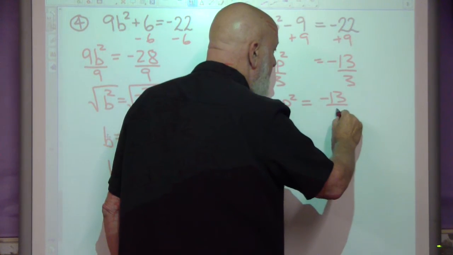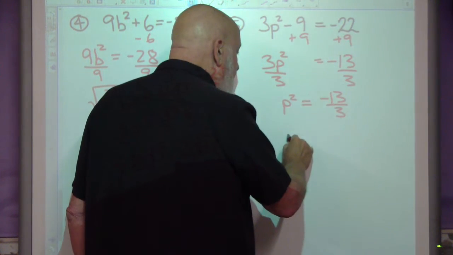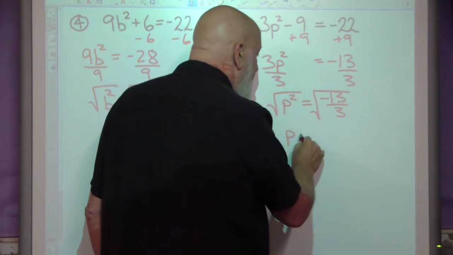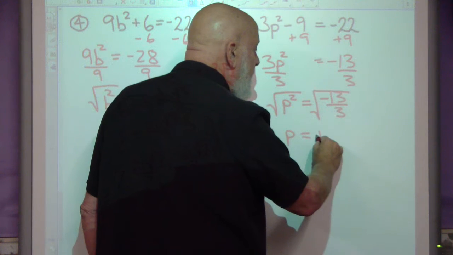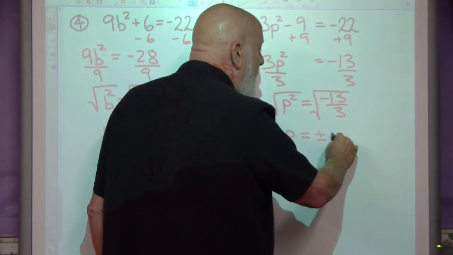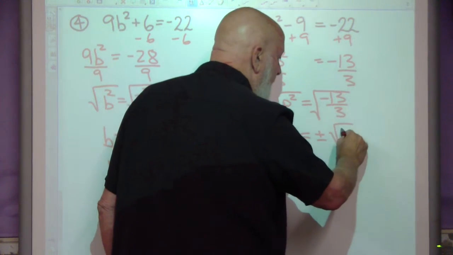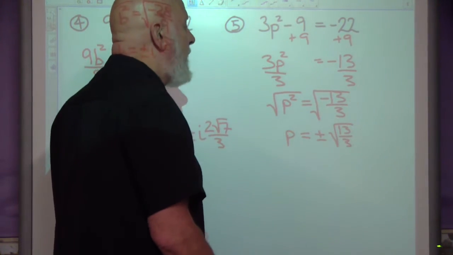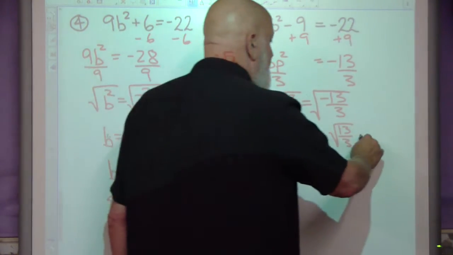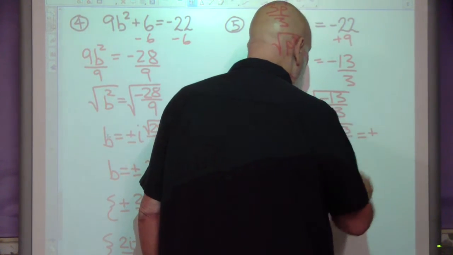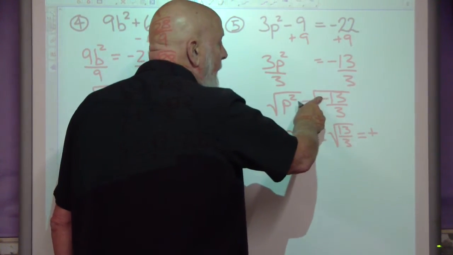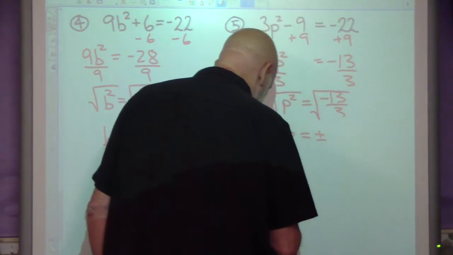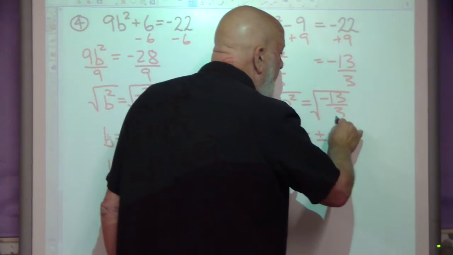Rewrite this. Take the square root of both sides. This will give me p is equal to plus or minus the square root of 13 over 3. And if you do that with your calculator, it will tell us the positive or negative. Oh, I forgot my i. I pulled my i out and I forgot to write it down. We got in a hurry.